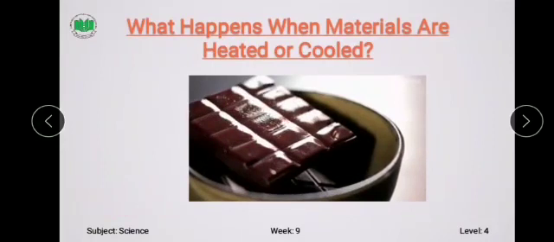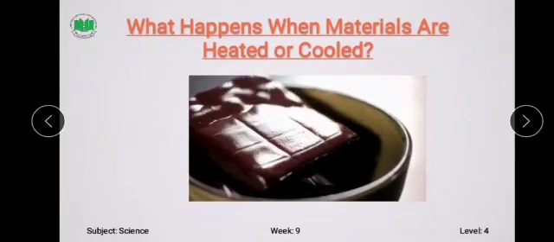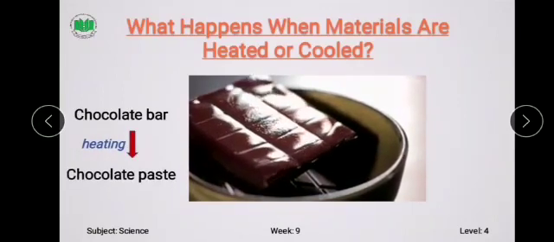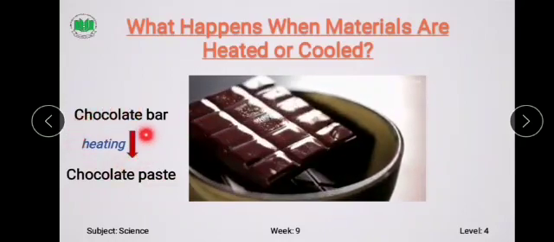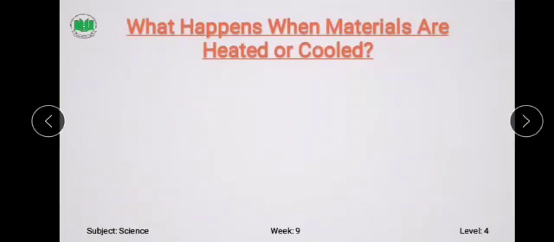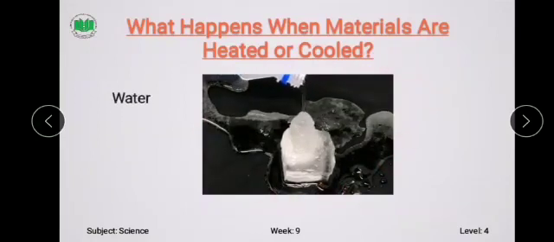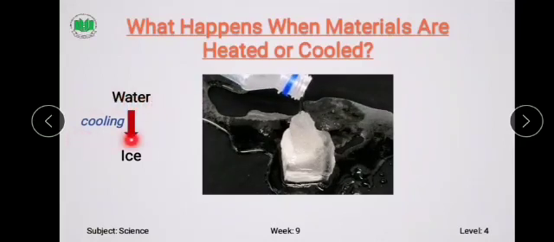Let's take another example. What is this? Yes, it's a chocolate bar. What is going on here? A chocolate bar, upon heating, is converted into chocolate paste. Solid state, on gaining heat, is converted into liquid state. Now look at this picture. What is happening here? Yes, water on cooling is converted into ice. It means that liquid state on cooling can be converted into solid state.